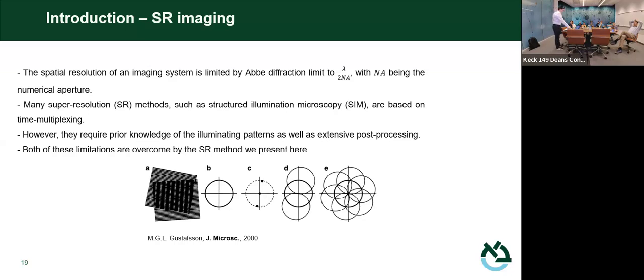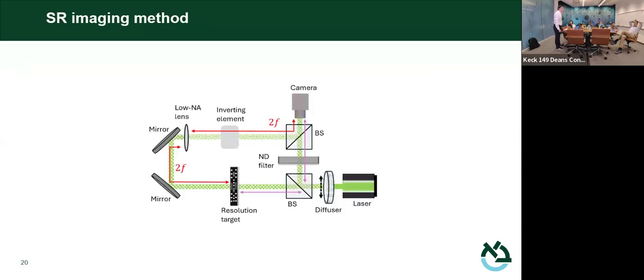So we propose a new super resolution time multiplexing imaging method, which does not require knowledge of the illuminating pattern and also does not require any post-processing. We get the super resolved image in real time.